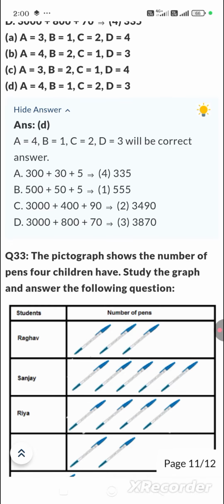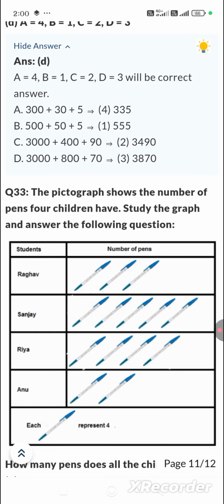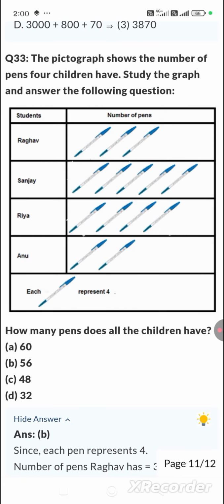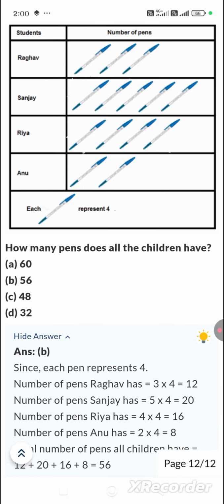The pictograph shows the number of pens 4 children have. Study the graph and answer the following question. How many pens do all the children have?